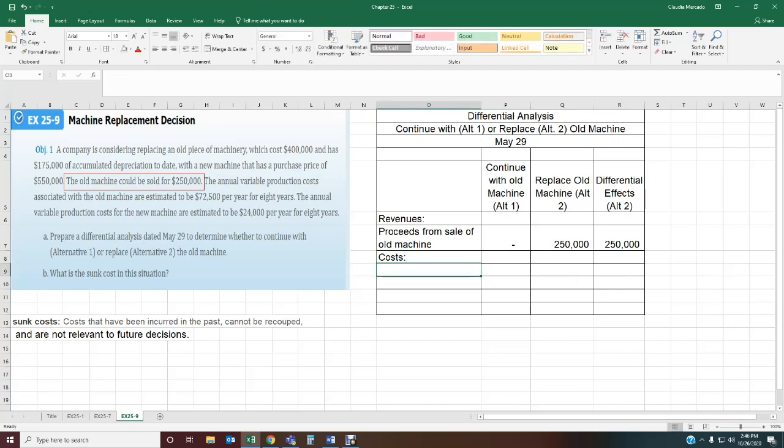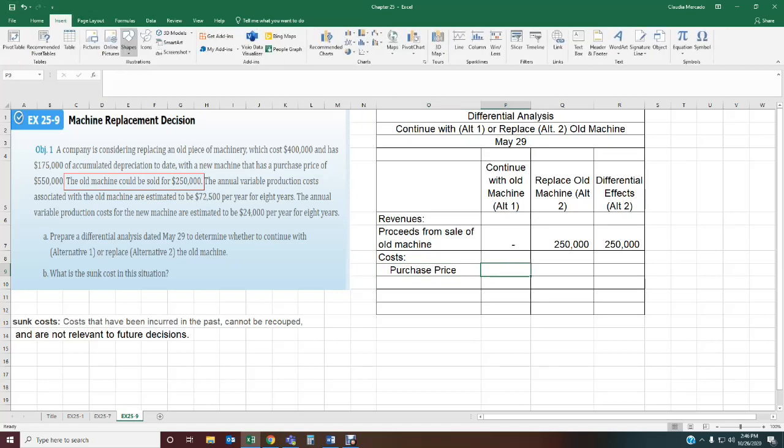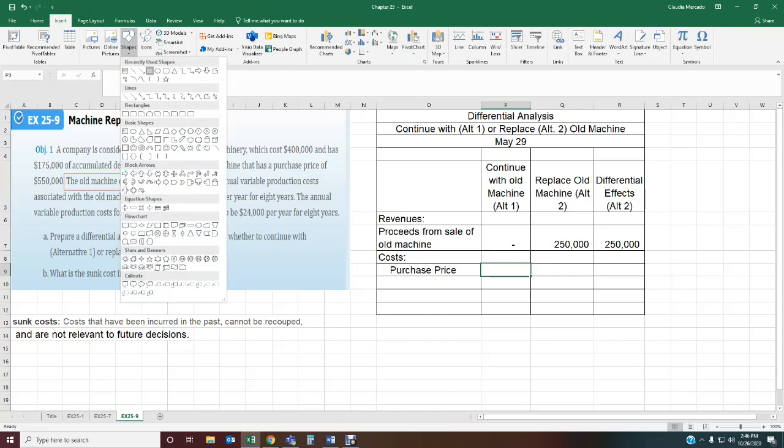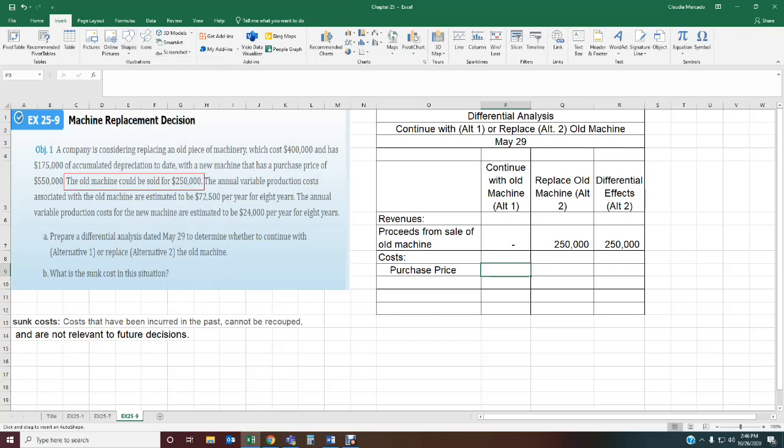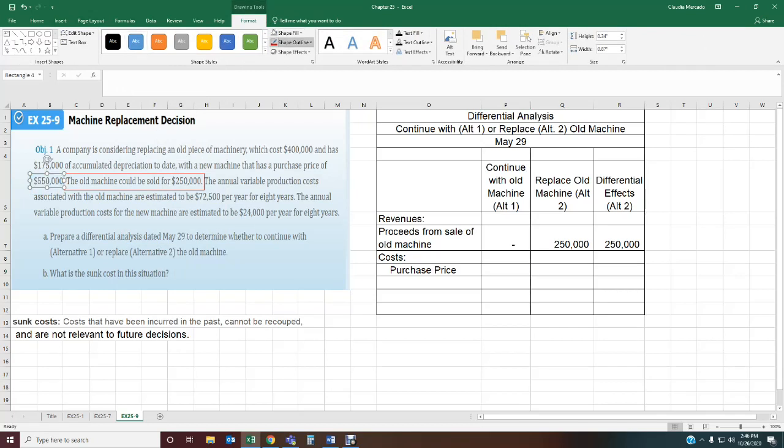Now we have to analyze our costs. If you buy new machinery, you're going to have to pay the purchase price, right? If you buy a new piece of equipment, how much are you going to pay for the equipment? It says here the purchase price is $550,000.